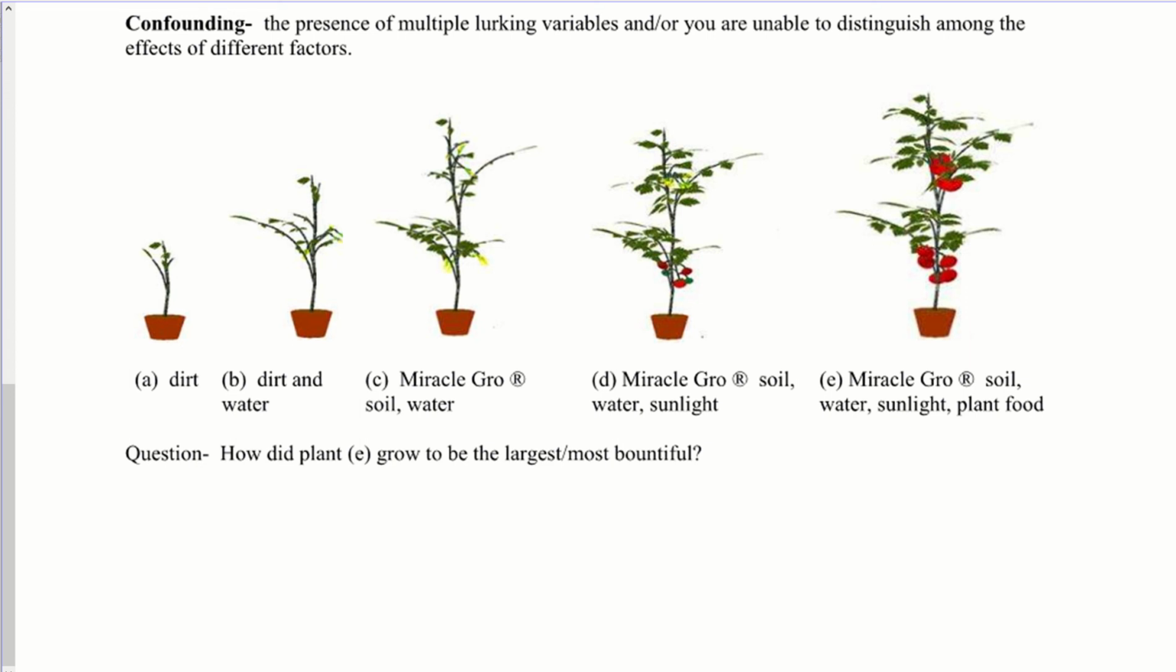I went to Home Depot. I spent a little money. All right, so I got the Miracle-Gro soil, and I also gave it water. So a little bit more growth. All right, Miracle-Gro soil, water, and also I was very generous, provided it some sunlight. And then for the last case, in addition to Miracle-Gro soil, water, and sunlight, I gave it some plant food. All right. So the question here would be, how did plant E grow to be the largest, most bountiful?